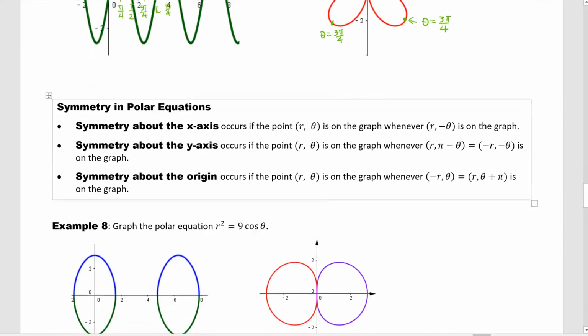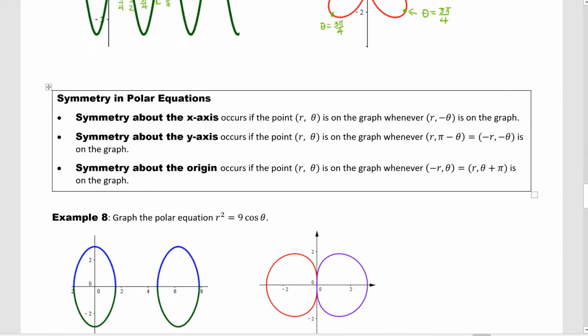And we also know some symmetry in the polar curve. So symmetry about the x-axis: if r, theta is on the graph, whenever r, minus theta is also on the graph. So this point is r, theta, and for r, minus theta, you go clockwise. Theta is counterclockwise, minus theta you go clockwise. Then this point is also on the graph. Then it's symmetry about the x-axis.